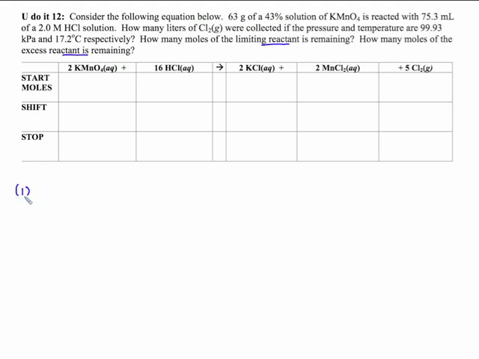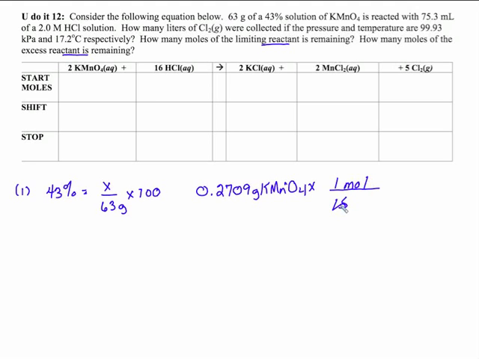So the first step will be to get to moles. So I have 43% KMnO4, and I have 63 grams of that percent by mass solution. So I can find my grams of KMnO4 is 2709 grams. Now, once I know mass of KMnO4, going mass to moles is a straight shot. Mass to moles, use molar mass.